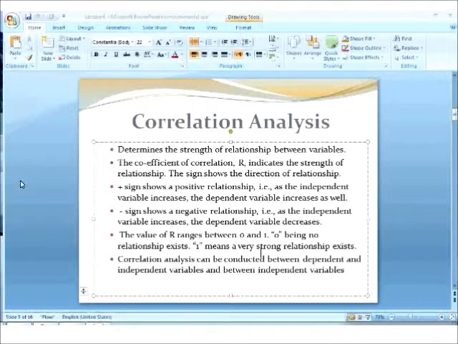So for example, now, I'll show you the example in my next slide. Correlation analysis can be conducted between dependent and independent variables, and between independent variables as well. Now, independent variables can also be highly correlated with each other.